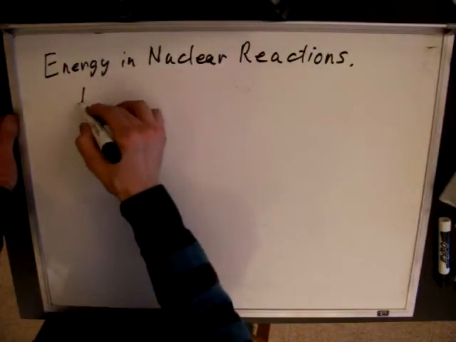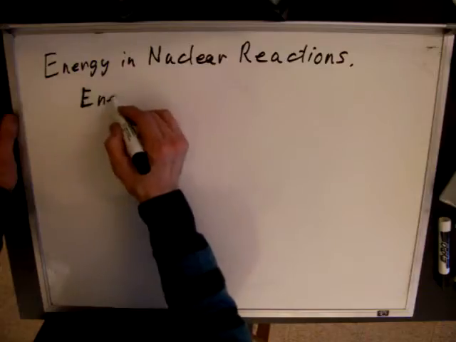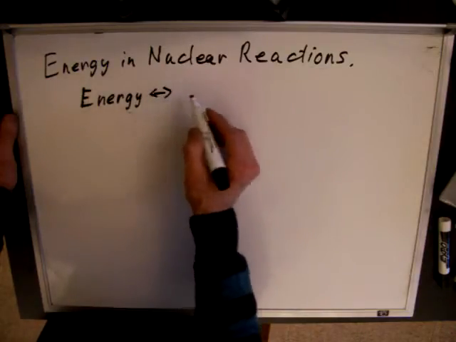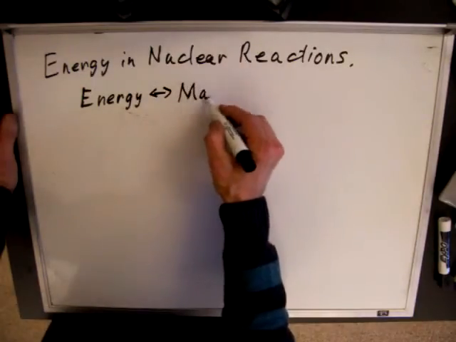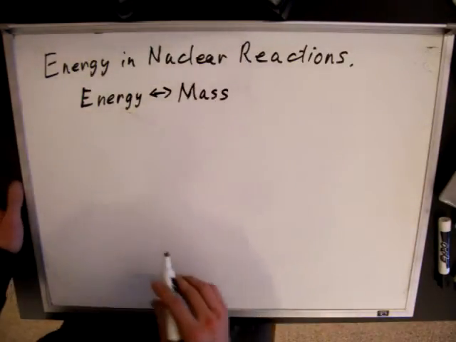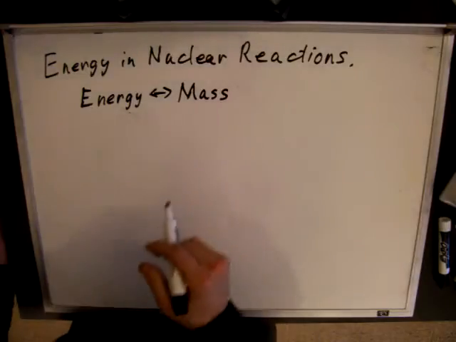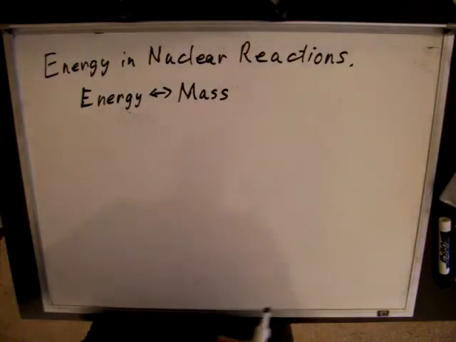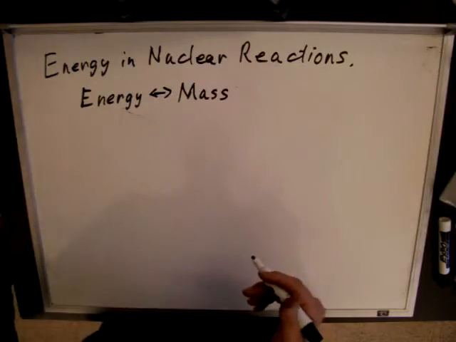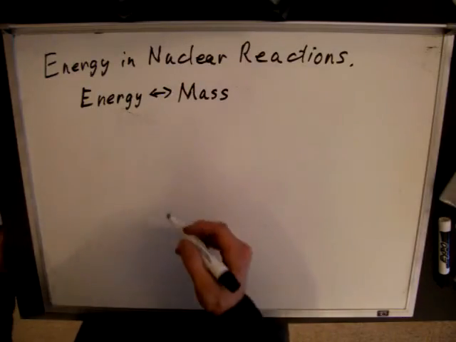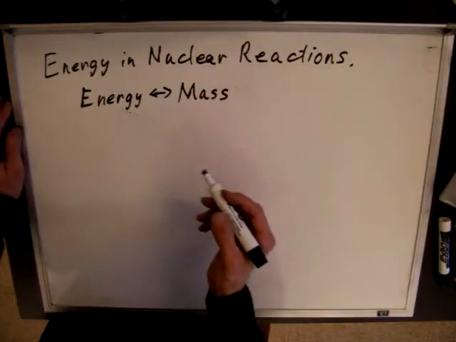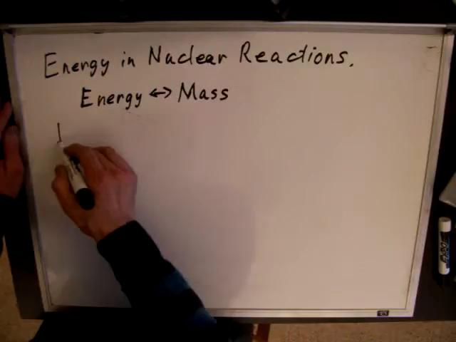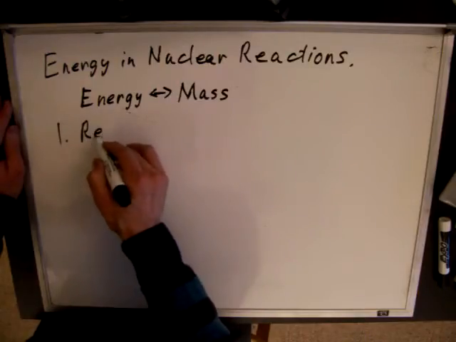So I told you that energy is the same thing as mass, even though in everyday situations the mass associated with energy is something we can ignore. In nuclear reactions we can't ignore it. We have to really take account of it, or else we won't be able to understand why things happen the way they do. So we can divide up the energy of a nuclear reaction into two different categories. The first one is called the rest energy.